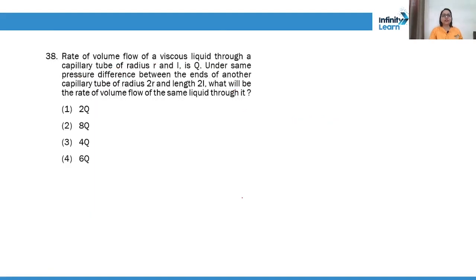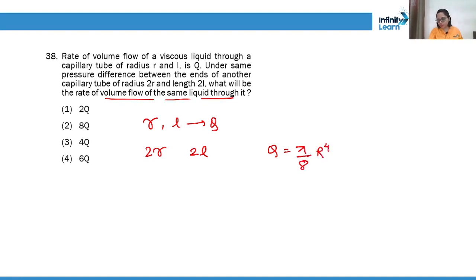Question number 38. Rate of volume flow of a viscous liquid through a capillary tube of radius r and length l is Q. Under the same pressure difference between the ends of another capillary tube of radius 2r and length 2l, what will be the rate of volume flow of the same liquid through it? So basically Q is given as pi upon 8 r power 4 into delta P upon eta l, right? So this is for the first case.